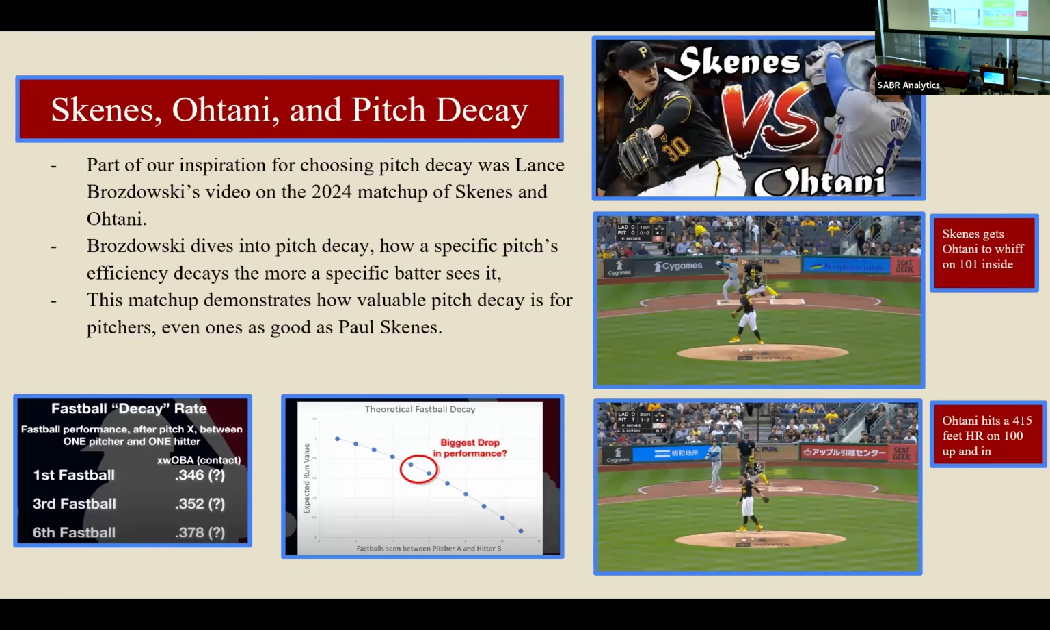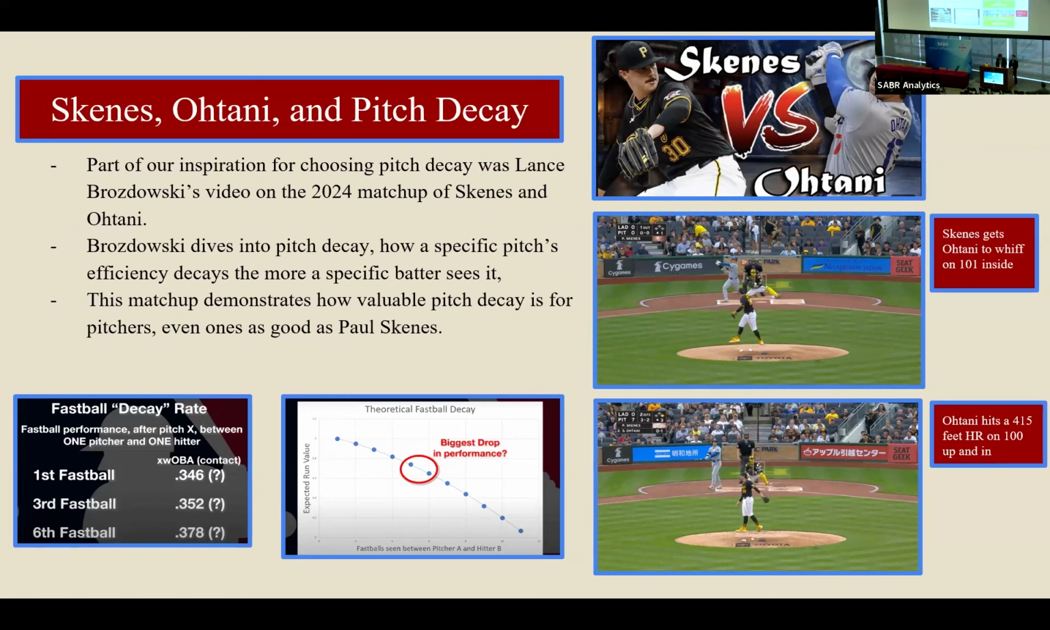Part of our inspiration for choosing this topic for our research was Lance Brozdowski's video on the June 2024 matchup of Paul Skenes and Shohei Ohtani. During this game, Ohtani struck out on 3 100-plus mile-an-hour pitches in the first inning, and then proceeded to hit a 415-foot home run off another Skenes fastball in the third inning. In this game, Skenes showed Ohtani 6 fastballs in 2 at-bats before he homered on the 7th, and is a great example of looking at how pitch decay factors into matchups between a hitter and a pitcher.